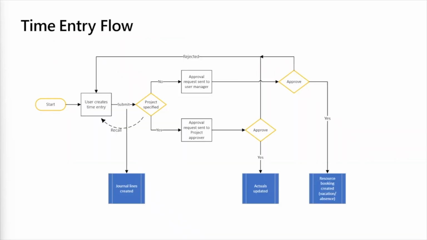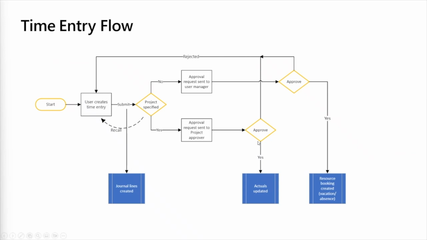From a time entry flow perspective, when we look at it, a user creates a time entry. Now, depending upon whether it's a project-specific time entry or non-project-specific, the approval mechanism changes. If it's non-project, the approval request is sent to the user's manager, which you can set up in the Power Platform Admin Center. If it's project-specific, then it goes to one of the project approvers.